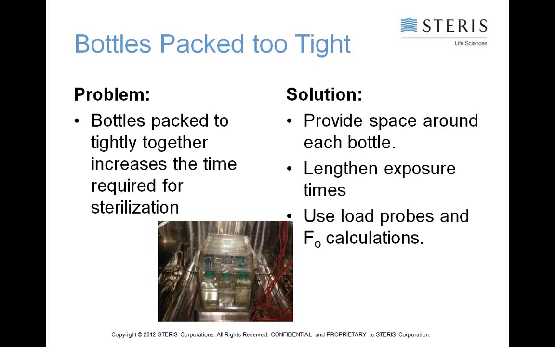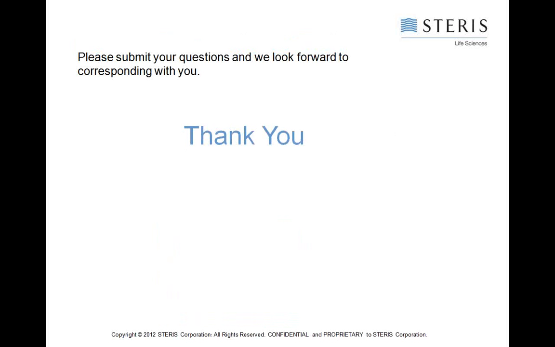We didn't talk a lot about that in this particular webinar, but the F sub-zero is a calculation that calculates the amount of kill that is happening in a load while it's coming up to temperature. Some people use it all the time, some people will not use it, but it's a legitimate calculation. A lot of them will start calculating the amount of kill from about 110 C up to 121, and that will shorten your time if you need to reduce your cycle times.